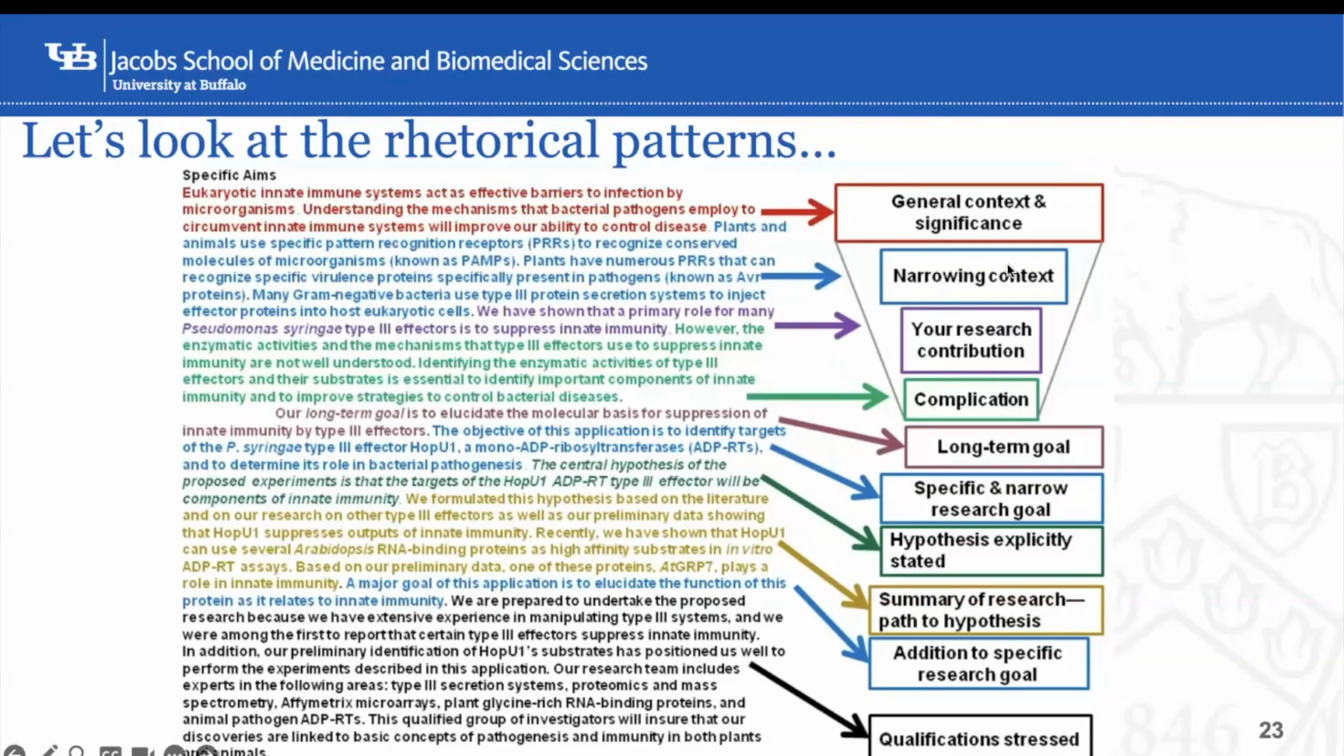So after the narrowing context, there's something about their particular contribution to the problem, and then there's a complication, which can also be referred to as a knowledge gap. Okay. Then they talk about a long-term goal. Again, they narrow that goal, and they go to the hypothesis. After the hypothesis, they tell us how they got to that hypothesis, summarizing their research, and then some additional research goal.